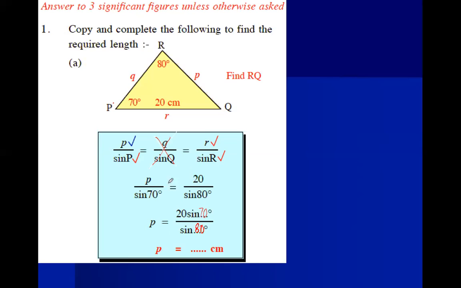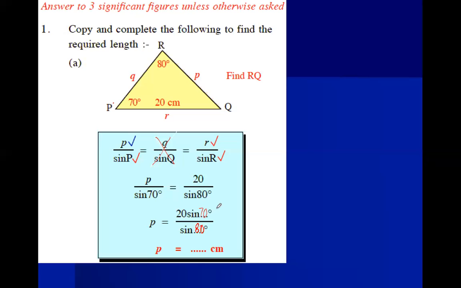So usually you'll see that they ask you to find a side. If they had given us the area, you would use the area of a triangle formula. If it's not an area and it's a side, and you've got a side and an angle and another angle, missing side, then you know you're going to probably use the sine rule.